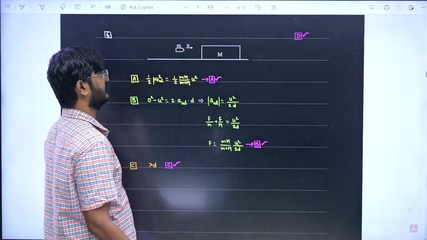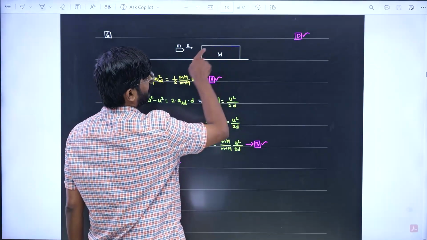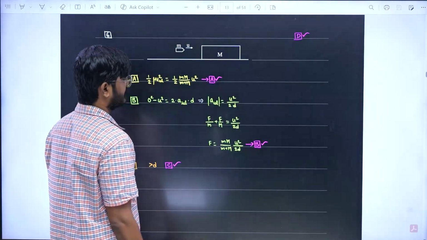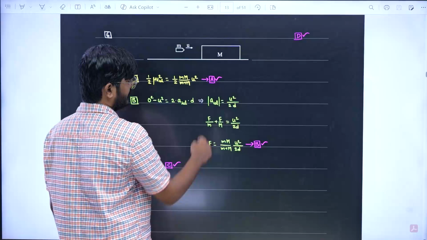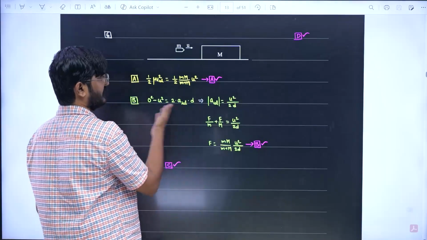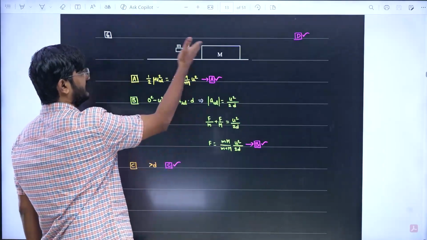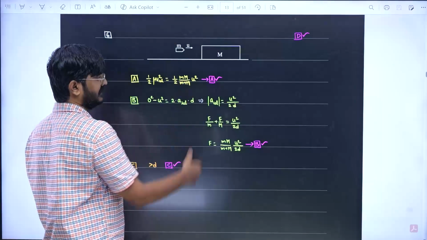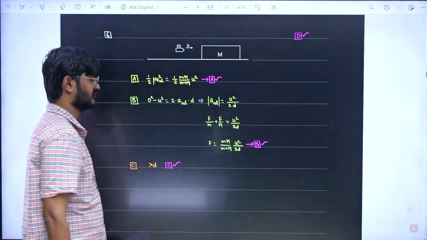They said it is uniform. So acceleration of this is going to be F by m in this direction, and acceleration of this is going to be F by M in the opposite direction. So relative acceleration is going to be F by small m plus F by capital M. Then you can use relative motion. Relative velocity initially is u, finally is going to be 0, and the relative distance is d. So you can use v square minus u square equals 2as.